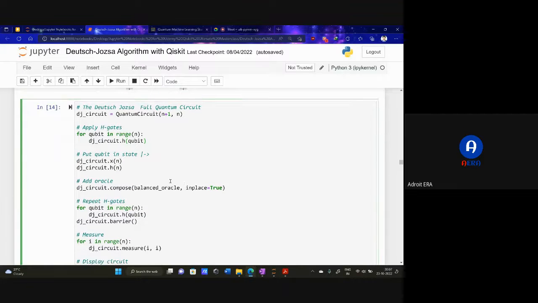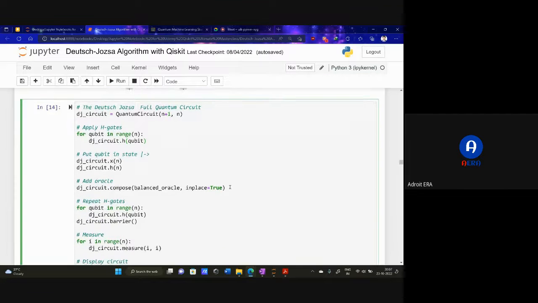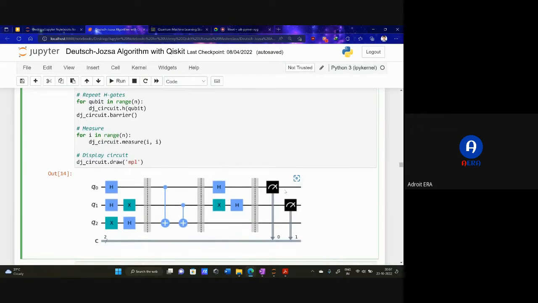So very easy. This code is the same only. I have already explained this code. We are just composing that balanced oracle in the circuit and plotting it and taking the measurement. So it's the same thing only, not much difference. You can see the wrapped X gates here. Look at my arrow. Here is the wrapped X gate for the C naught. This is the C naught, and this is another X gate.